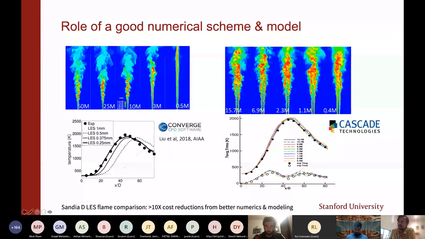Here we can see that if we use 0.5 million grid points, we almost get nothing. Here we have a cross-section plot of the temperature, and the dots are from the experiments. Experiments are always considered the ground truth, the absolute truth. You can see that you had to go to 50 million grid points to get something that matches the experiments. But with a good numerical scheme, you can get the same result with 0.4 million. Here you're simulating the same thing, but all the results from all these different mesh resolutions match the experiment. That's impressive. So it's important to keep in mind that we need a good numerical scheme and model.